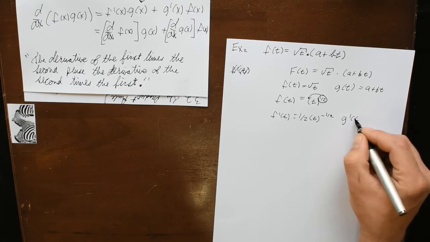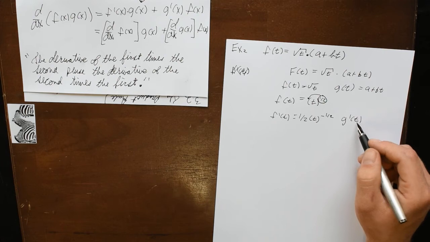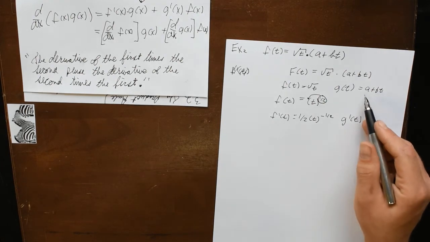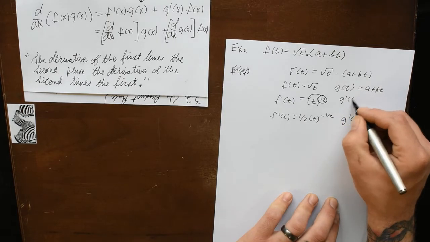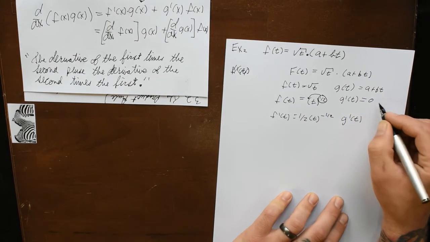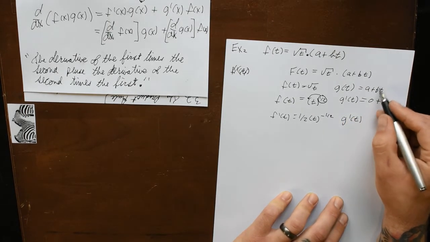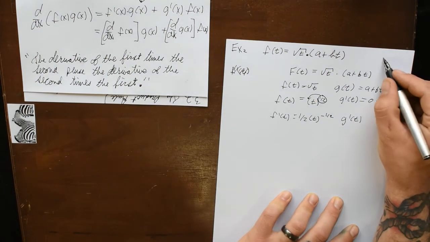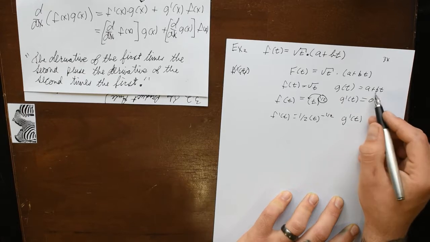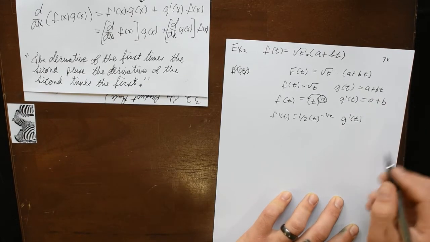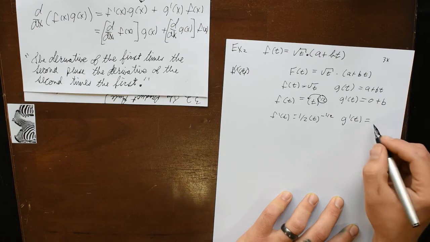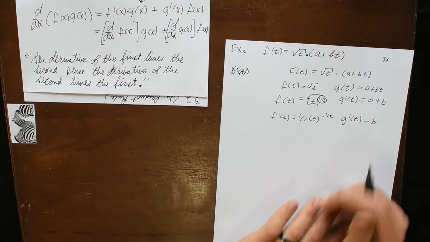G prime of t, we're taking the derivative with regards to t. That a is a constant, so that equals 0. I'll write this here. G prime of t is equal to 0 plus b, which is a constant, times t. That's like taking the derivative of 3x. The derivative of b times t would just be b. And so we're left with g prime of t being equal to b.